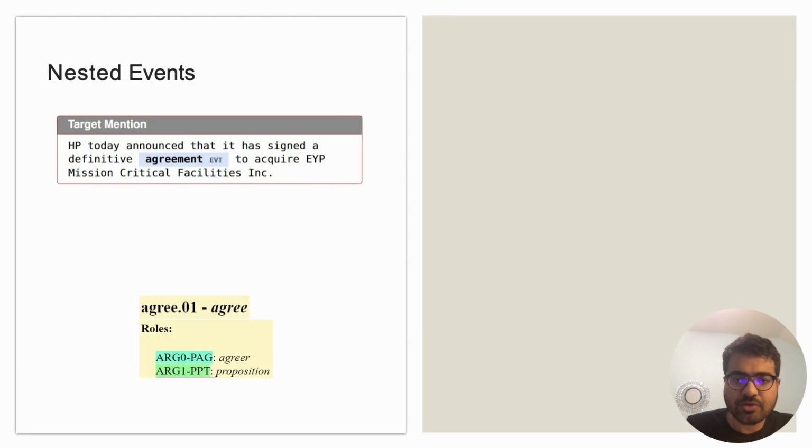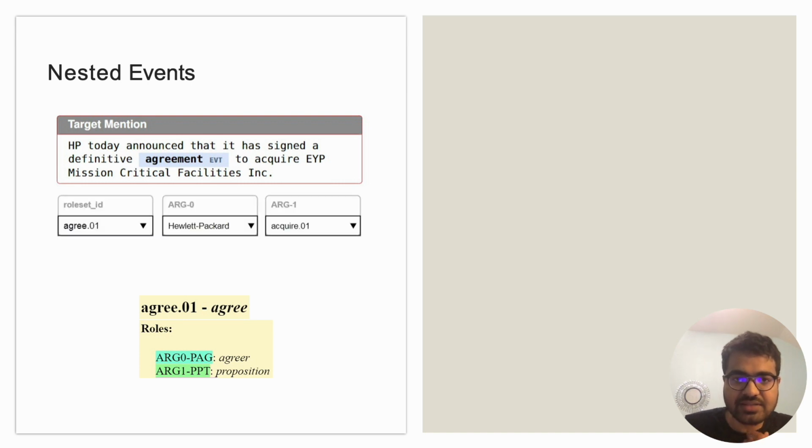Before I begin talking about the ECR algorithm, it is important to highlight nested events and how we handle them in X-AMR. Nested events are the special events in which either arg0 or arg1 is in itself an event. In this example, if we focus on the agreement event, we observe that the arg1 for this is a proposition, an action in this case, of the acquisition of EYP by HP.